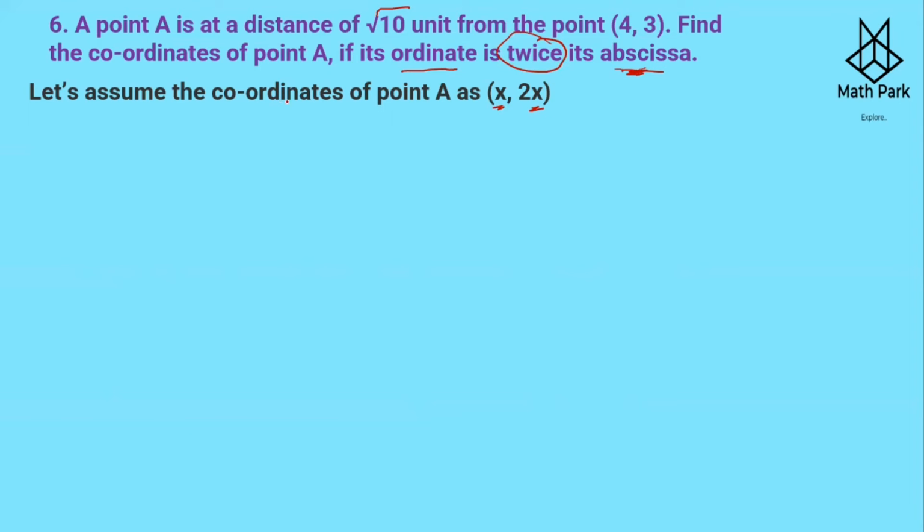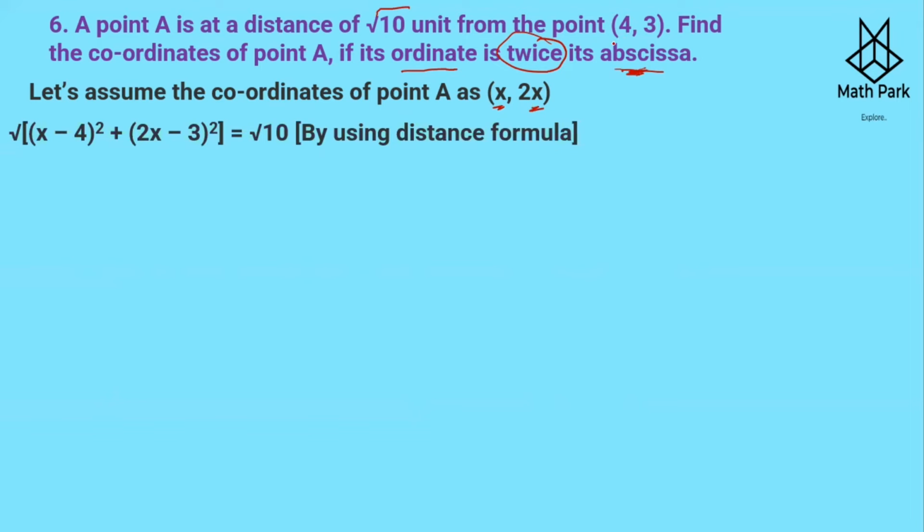So let us take the coordinates of point A as x and 2x. Okay. And this is the coordinate of the given point. So we find the distance between these 2 points using the distance formula. So this was our x1, y1 and this is our x2, y2. So this is how we get (x minus 4) the whole square plus (2x minus 3) the whole square, under root, is equal to under root 10, which is given as the distance between these two points.